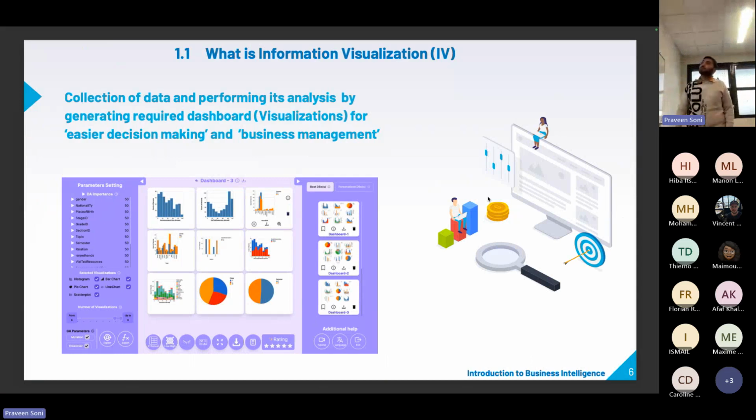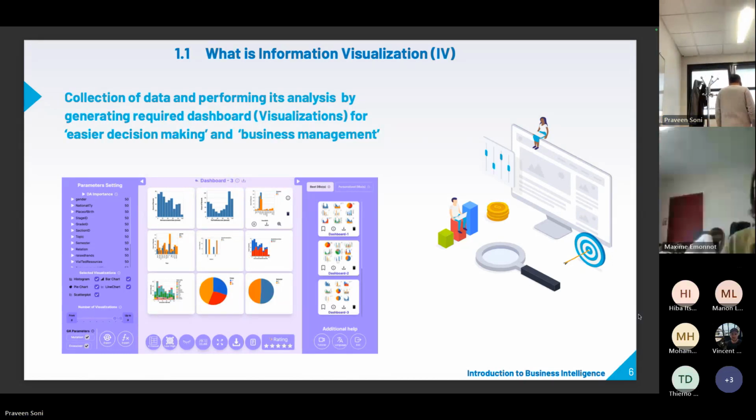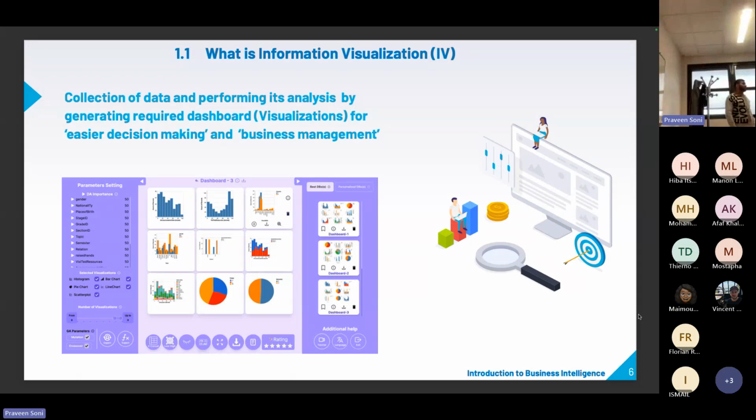So here it comes, information visualization. We can see what information visualization is. Does anyone want to answer? Okay. Basically, when you have any data set, any information, it can be anything. What I am speaking right now is also information.